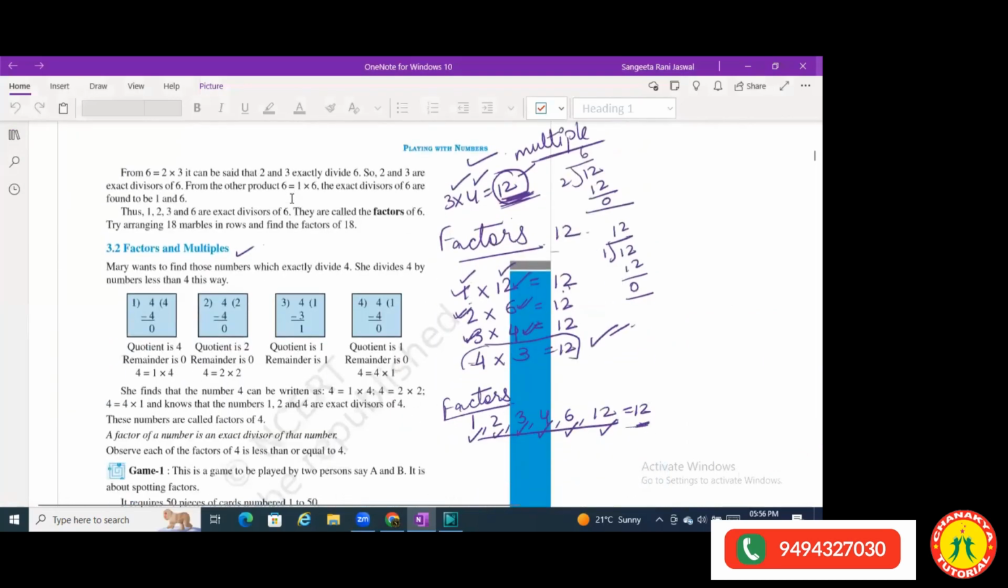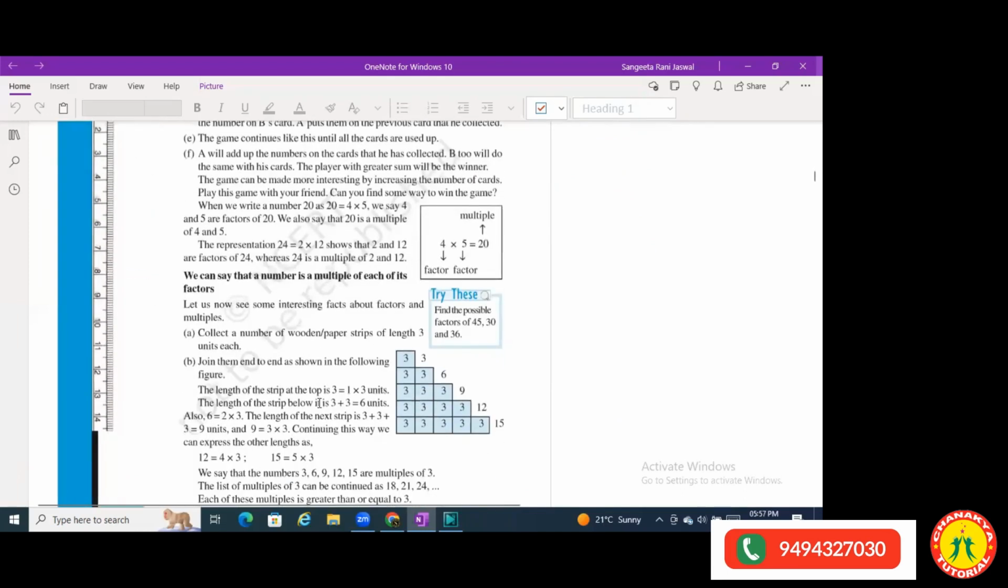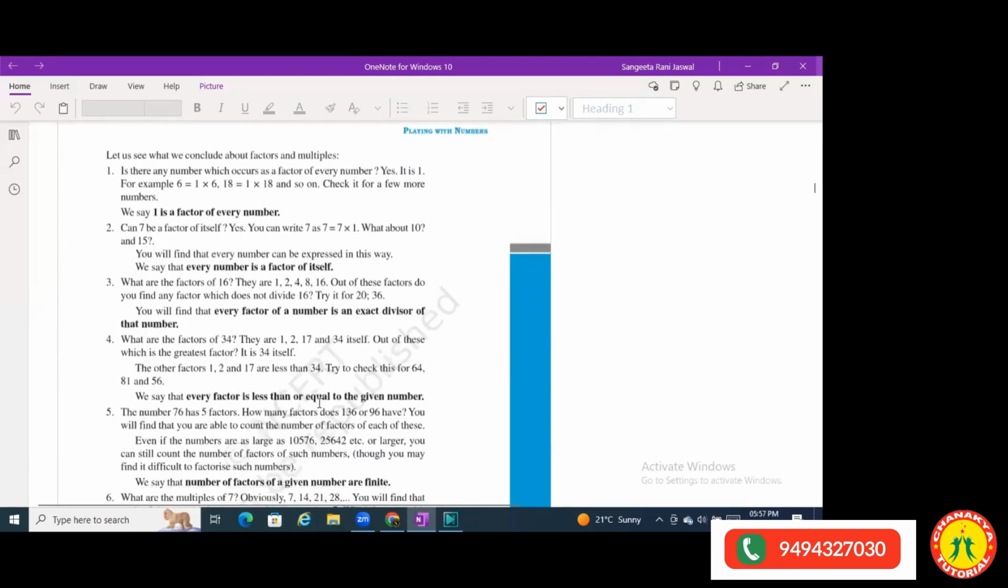Okay, now the first concept is factors and multiples. What are factors? A factor is a number which exactly divides another number. If the dividend is one number and the divisor is another, and the divisor divides the dividend exactly, we call it a factor. It's written here: a factor of a number is an exact divisor of that number. When you divide, you get the remainder 0. So it divides exactly, with no remainder left.